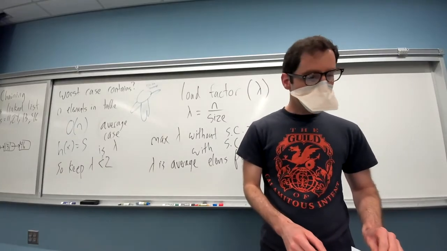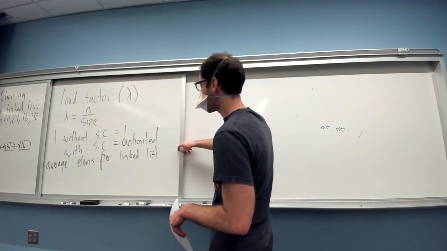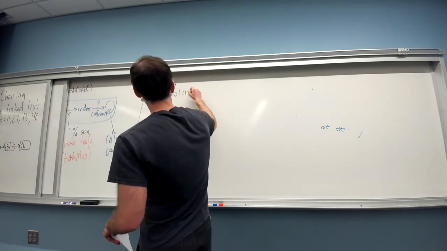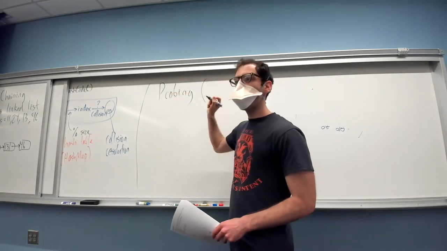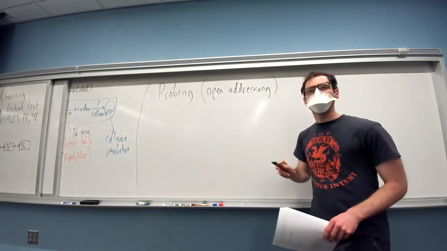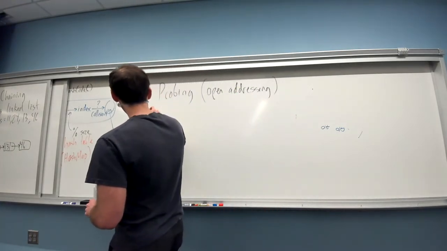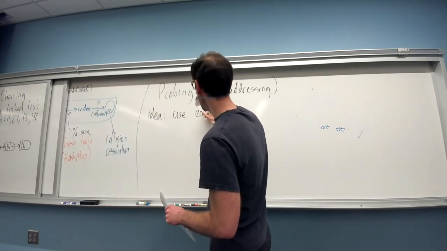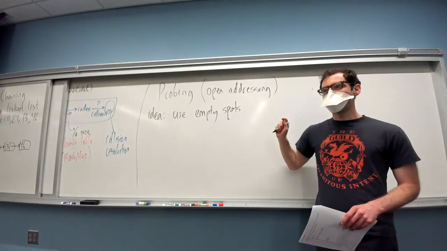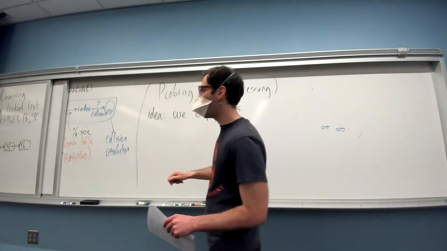Okay, so I have a few minutes. I want to talk about one other strategy for collision resolution. It is called probing, although the reading uses a less common name for it, which is open addressing. But I think most sources call it probing. And the key idea here is that when we have a collision, instead of having these lists that sort of chain out, we're just going to use empty spots.